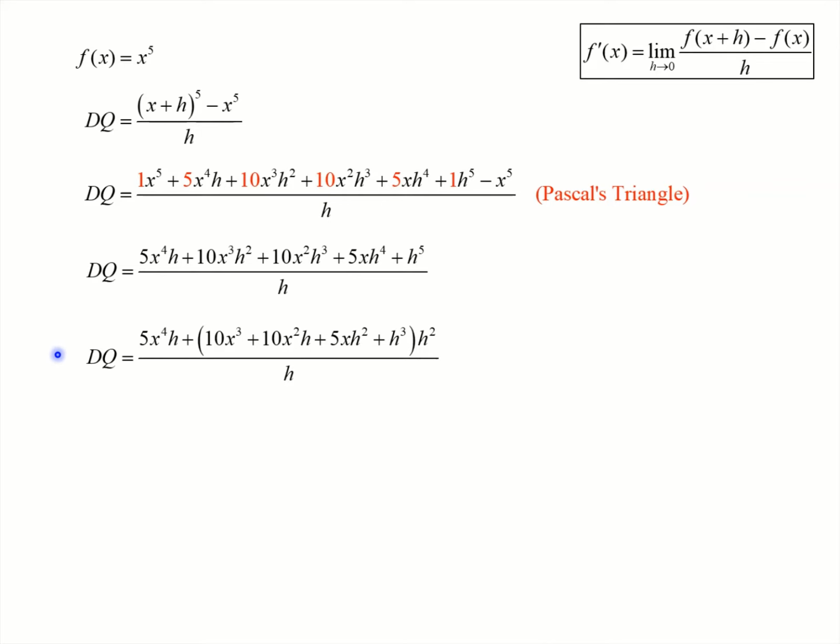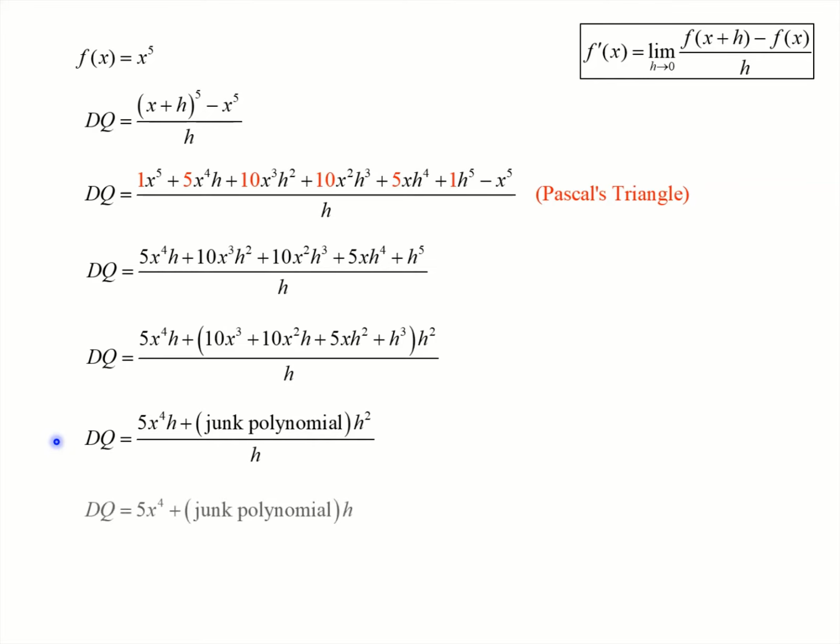Okay, that's what I did, just doing some algebra. Now this polynomial has some h's in it and some x's in there. I'm going to classify that polynomial, and this may be offensive to some people, as a junk polynomial. So I did that. Now I'm not going to show all the intermediate steps, but I'm going to factor an h out of the top and cancel it with the h on the bottom. So my dq is going to end up being 5x to the fourth plus junk polynomial times h.